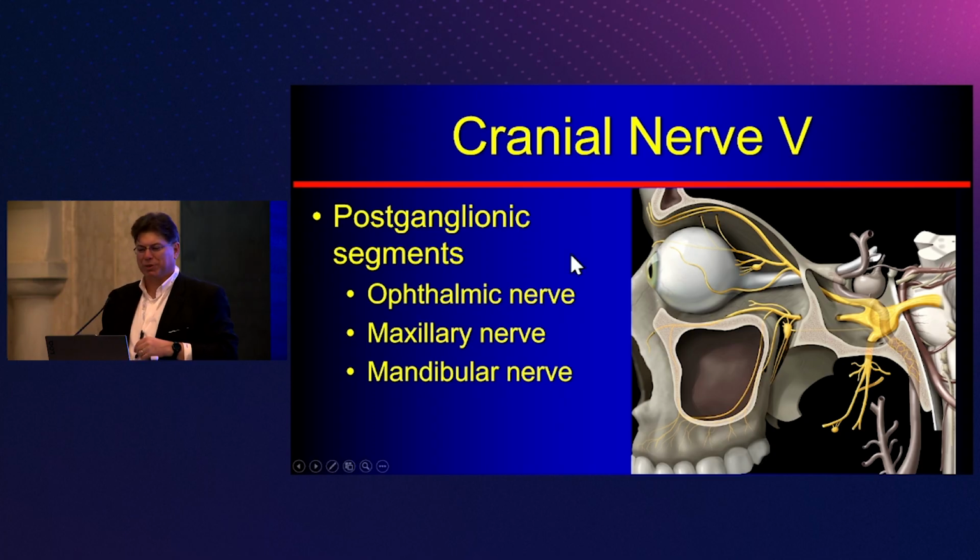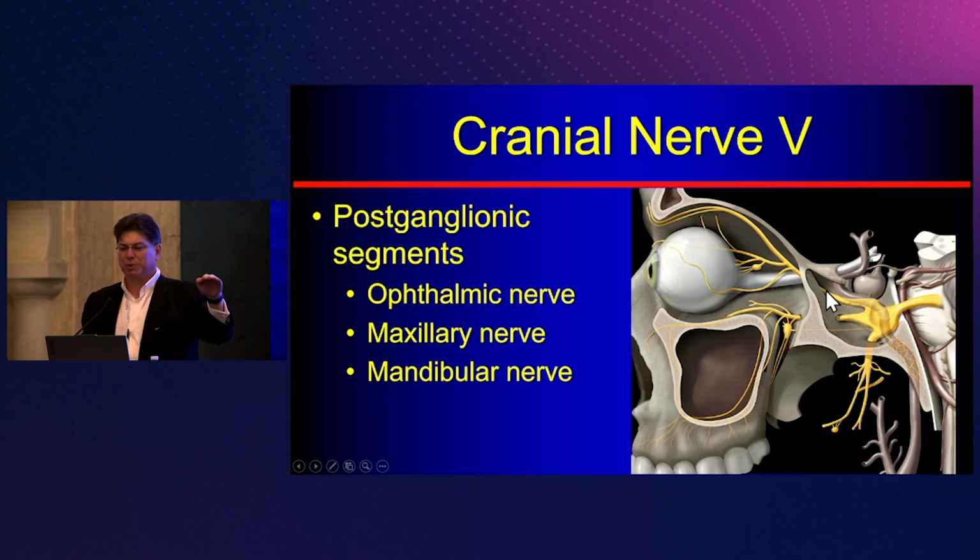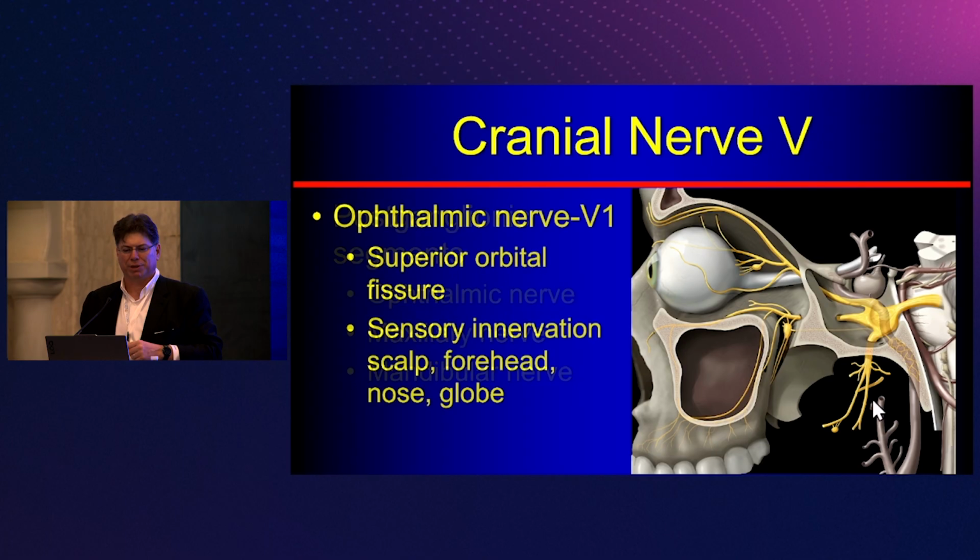So that's how we think about that. So that's the ganglion, the semilunar ganglion. And after that, we have V1, V2, and V3. So there's an ophthalmic, a maxillary, and a mandibular nerve that's distal to that level.